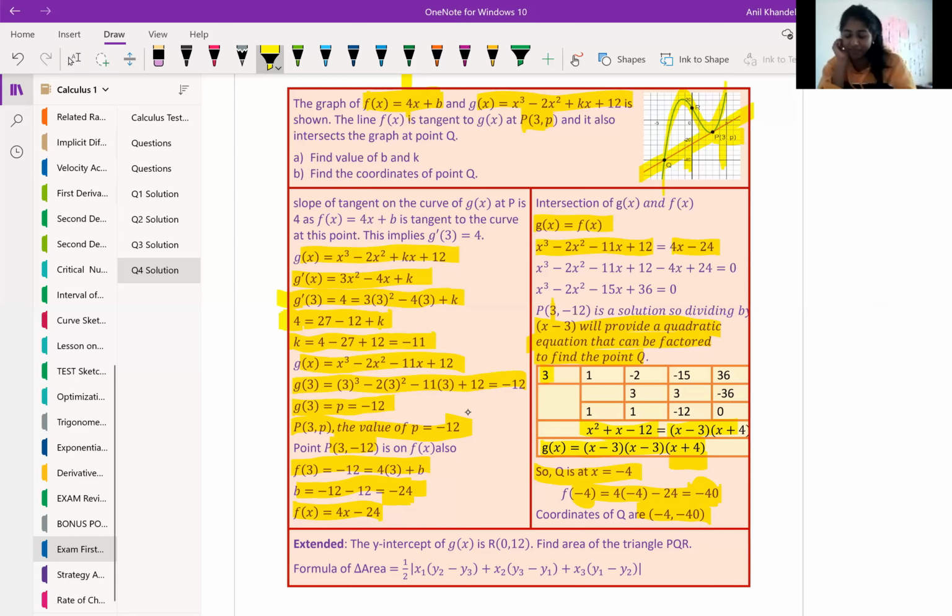Thank you. Here is an extension to this particular question. Can you read this extension, please? Yes, so the y-intercept of g of x is R (0, 12). Correct. Find the area of triangle PQR. Now, let's try to understand this. That y-intercept is very clear, which is 12, right? Because when I substitute in g of x, the x values will be 0, right? So all these three will be 0. The constant will be 12. So we get this value of R, which is (0, 12), correct?